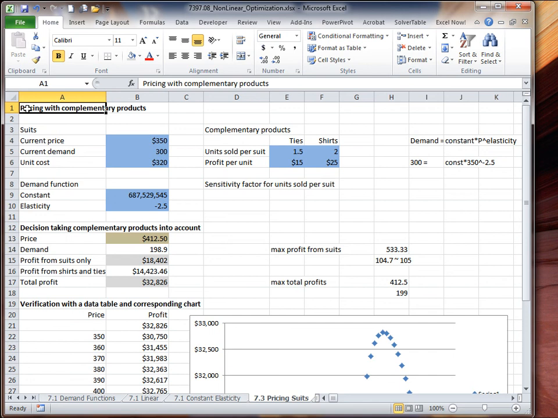The question is, are those discrete values or are those averages? And I would say those are averages. On average, you sell 1.5 ties per suit. You never sell a half tie, right? So sometimes you sell 2 ties, sometimes you sell 1 tie, sometimes you sell 5, sometimes you sell 0. Right? On average, you sell 1.5 ties per suit, and on average, you sell 2 shirts per suit. You can put any numbers in there you want, just use the average demand for the accessory. Make sense?